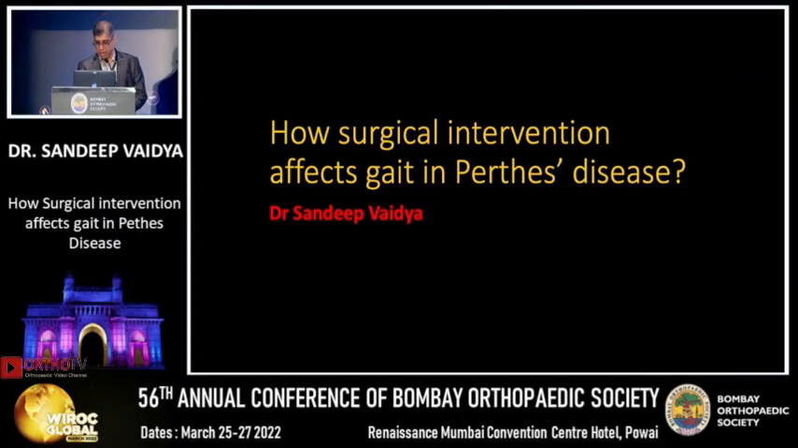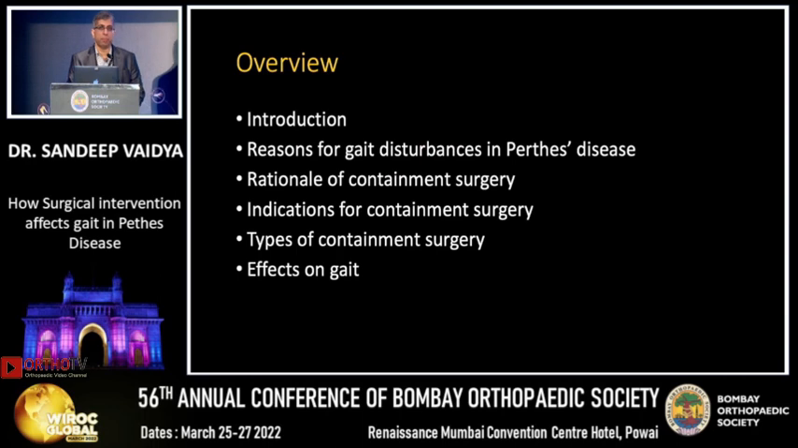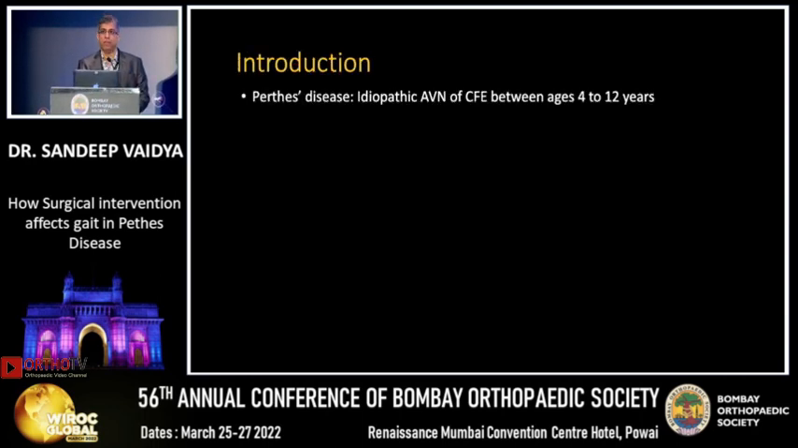Okay, so my brief is to talk about how surgical interventions affect gait in Perthes disease. And this is a brief overview of my talk. To start with, we all know that Perthes disease is an idiopathic avascular necrosis of the capital femoral epiphysis. It typically affects children between the age groups of 4 and 12 years.